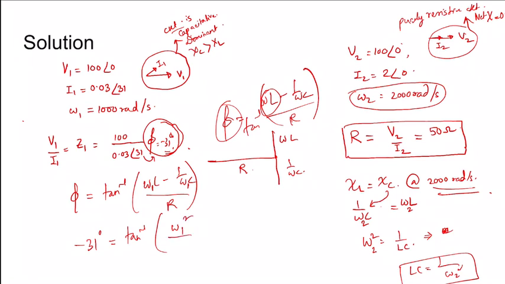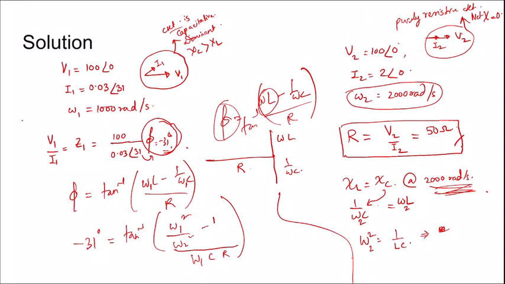So this is omega 1 square into LC. LC is 1 by omega 2 square. So omega 1 square by omega 2 square minus 1, divided by omega 1 C into R. Now tan of minus 31 is minus tan 31. So I can take this minus sign inside. So this is like tan 31 equal to, into omega 1, which is 1000, into C into R value is known. So omega 1 value is known and tan 31 is known. C is to be determined. So this equal to 1 minus (omega 1 by omega 2) whole square.